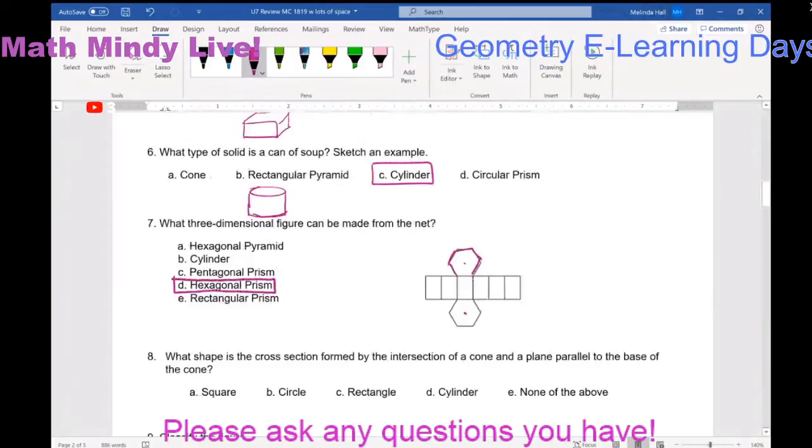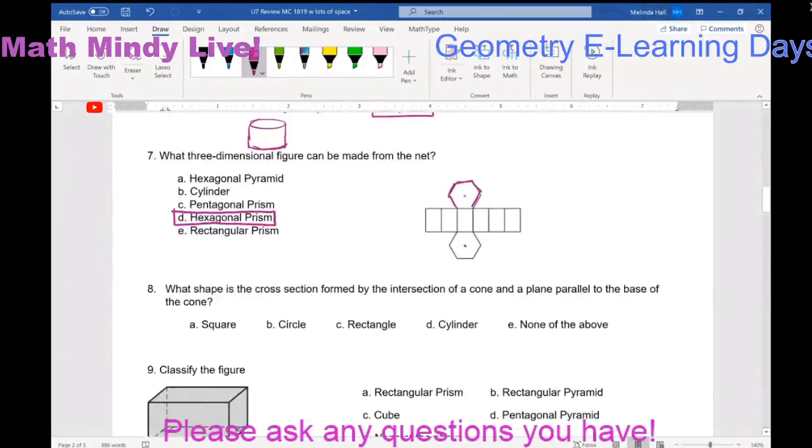For number 8, the shape of a cross-section formed by the intersection of a cone and a plane parallel to the base. If you think about it, with a cone, you would have it something like that. And so if I had a plane intersecting parallel to that base, that would be like this. And so that circle would still be there. And so then that would mean that we have a circle cross-section.